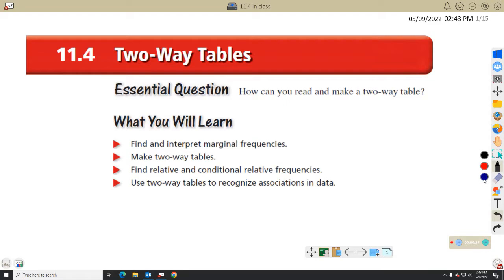Let me just say that there's a lot of vocabulary in this lesson, because there are some things that are very specific to two-way data tables, and they all kind of sound alike. So make sure you take good notes on the names of things.